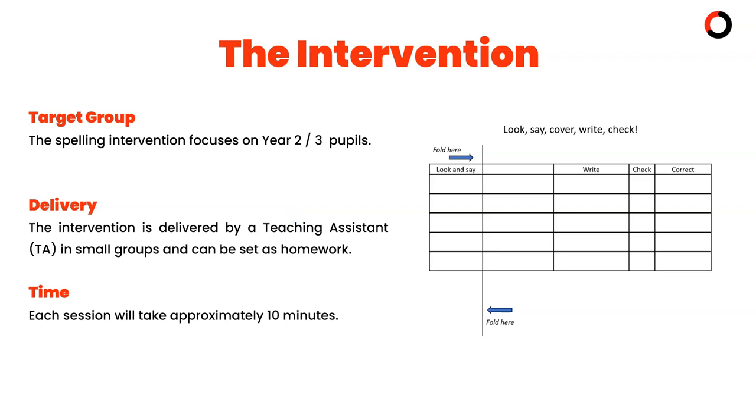So the intervention. The target group: the spelling intervention in this trial focuses on year 2 and 3 pupils. Delivery: the intervention is delivered by a teaching assistant in small groups and can be set as homework. Each session will take approximately 10 to 15 minutes.